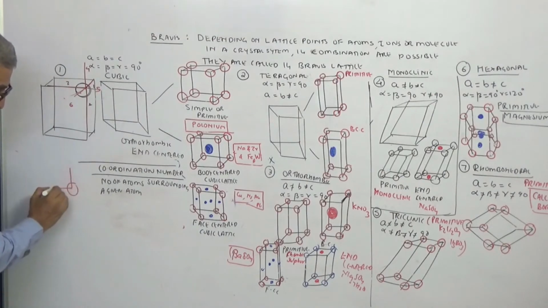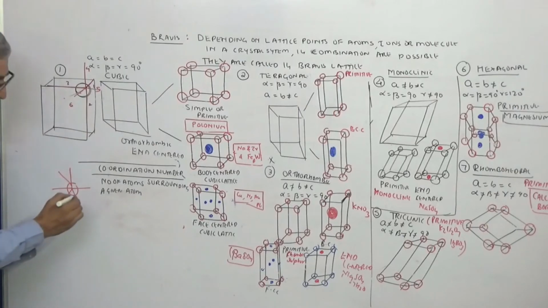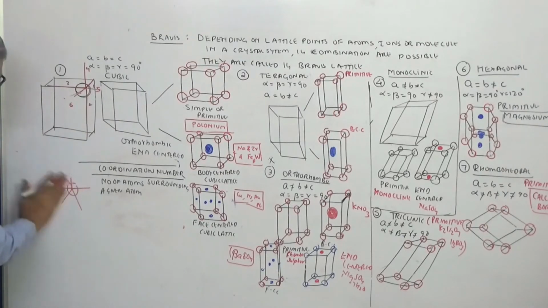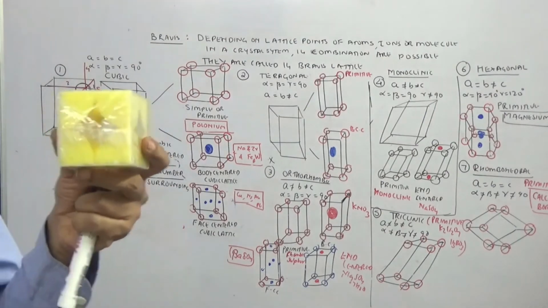1, 2, 3, 4, पीछे 5 और एक इधर 6. So नाम coordination number of simple cubic कितना रहेगा? 6. Again you try to understand what I'm saying. मैं इसको लेके आता हूँ.